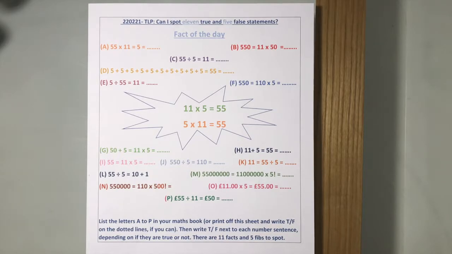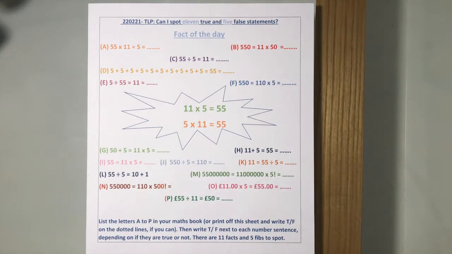This document will be attached as a PDF, so it can be printed off if you can do that at home, but I realise lots of you don't have that, so the simplest way of tackling this task is to list the letters A to P in your maths book with the TLP at the top of the page, and then next to the letters A, B, C, D, E and so on going down the page, just write T for true or F for false. And then we can go through the answers on a Zoom. So that's the first part of the lesson, fact or fib of the day.